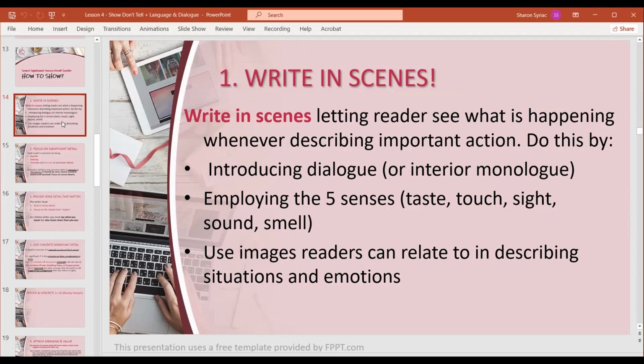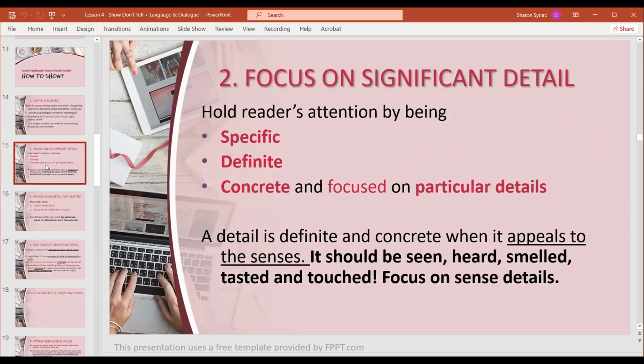So that's one way of showing, writing in scenes. Another way of showing is focus on significant detail. You do not have to tell every single thing if your character got into the car and drove from my village to Port-of-Spain, the capital city. You don't have to write how they held the handle of the car, opened the door, put the clutch.